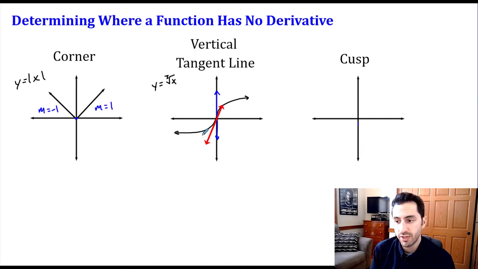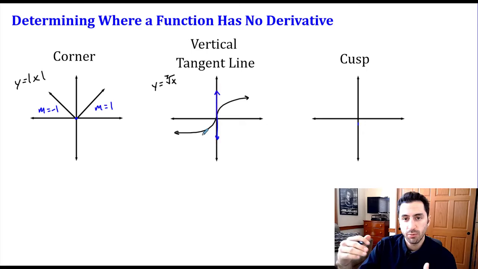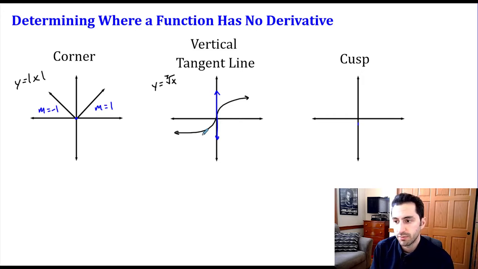and it's approaching positive infinity. Well here, because as I'm approaching from both sides, the slopes of those tangent lines are both approaching positive infinity, we end up with this vertical tangent line. And because they're unbounded, the derivative doesn't exist.